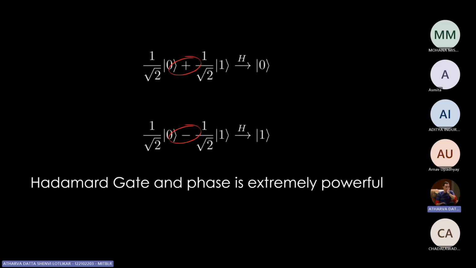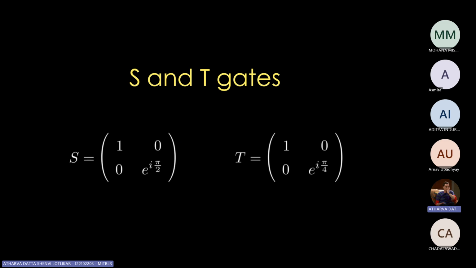Now, coming to why this whole Hadamard gate is very important: once you apply this, you're basically just changing your phase. So if you're positive, it becomes 0, and if you're negative, it becomes 1. That is the whole operation of the Hadamard gate, and why phase in general is very powerful when it comes to quantum computing. Now the next two gates are your S and T gates.